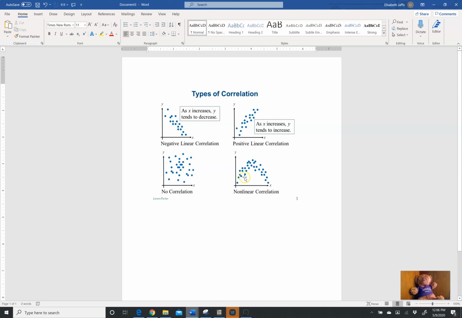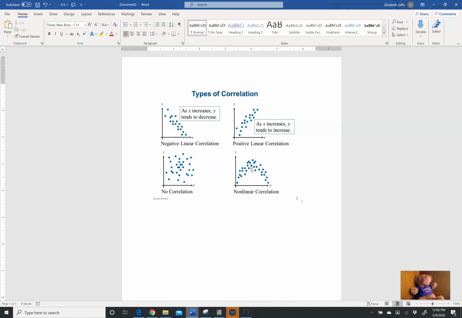Then there's a correlation, but maybe it's not linear. Maybe as x increases, y will increase, but then it reaches a peak. And now as x increases, y will start to decrease. Okay, so you might have something nonlinear.